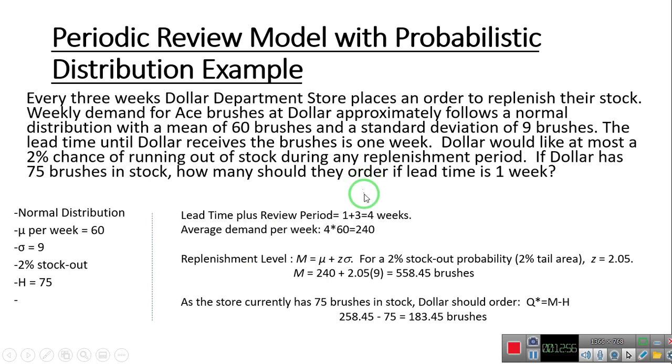Let's look at an example. Let's say that every 3 weeks, the dollar department store places an order to replenish their stock. So the review period is 3 weeks, and at the end of the period, they place the order. Weekly demand for Ace brushes, $1, approximately follows a normal distribution with a mean of 60 brushes and a standard deviation of 9 brushes. The lead time until dollar receives the brushes is 1 week. It takes 1 week to get your inventory once you place the order.